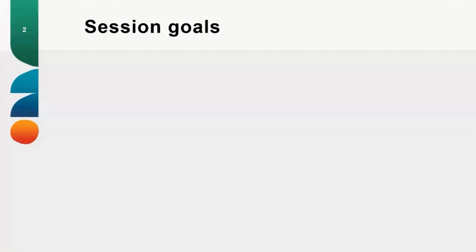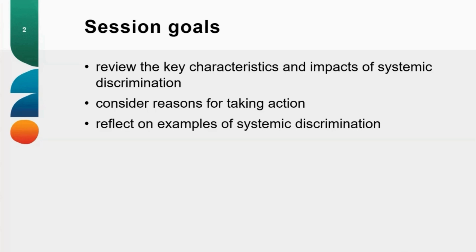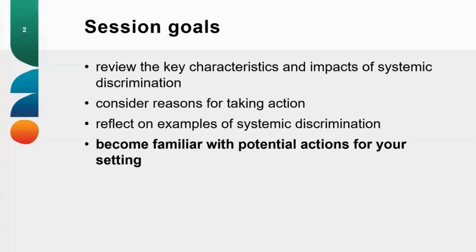Let's have a look at what we covered already. In Module 2, we reviewed the key characteristics and impacts of systemic discrimination, and we considered reasons for taking action to address it. In Module 3, we reflected on examples of systemic discrimination. In this module, we will become familiar with potential actions for your settings, both in your organization and in daily life. But first, we'll explore a few frameworks that may be helpful.